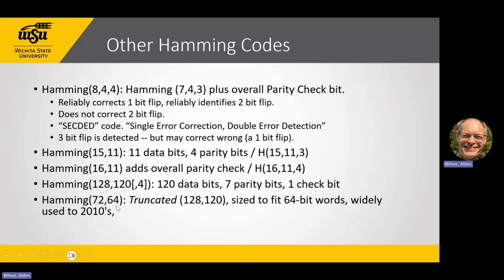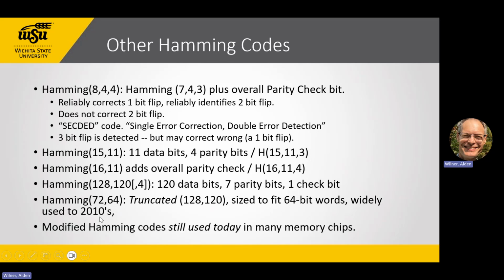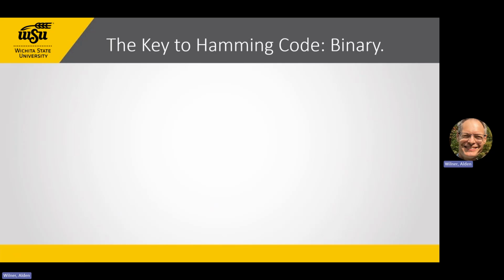Hamming 72,64 is a truncated 128,120 code. It is sized to fit 64-bit words. It was widely used up until the 2010s in memory. Modified Hamming codes are still used today in a large number of memory chips in computer products, right? There are other codes that are basically improvements on Hamming codes. There are other codes that are different kinds of codings, but still the Hamming code itself is still in use today.